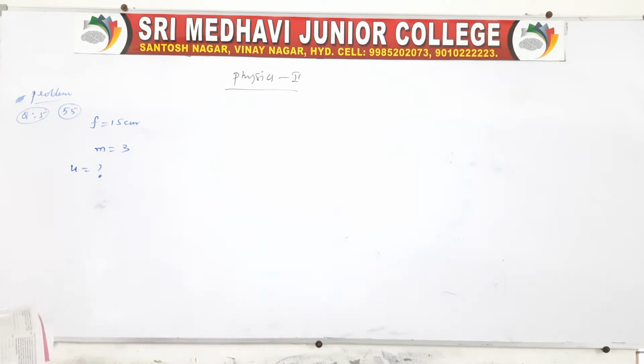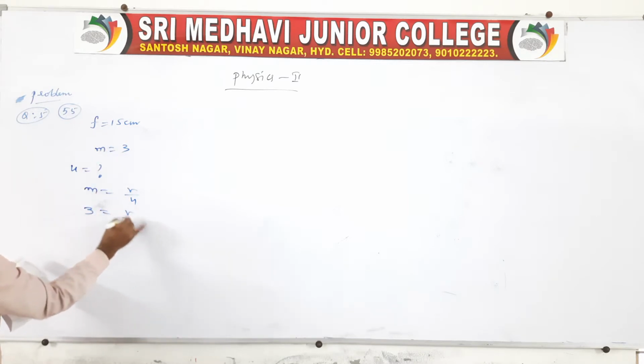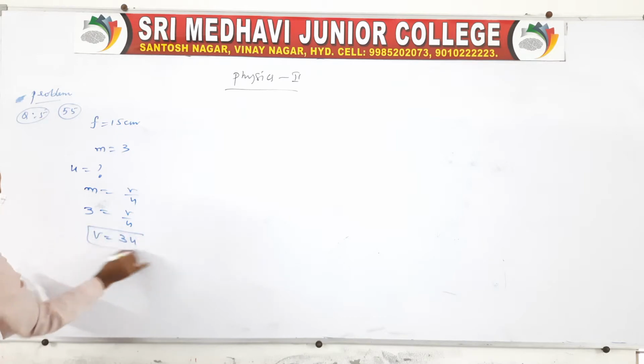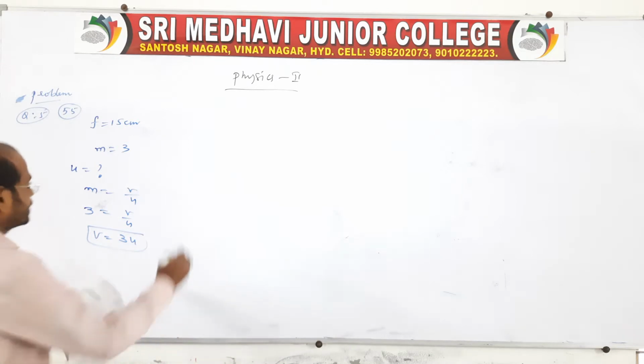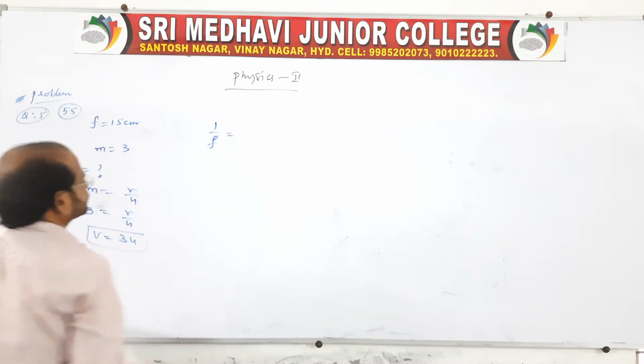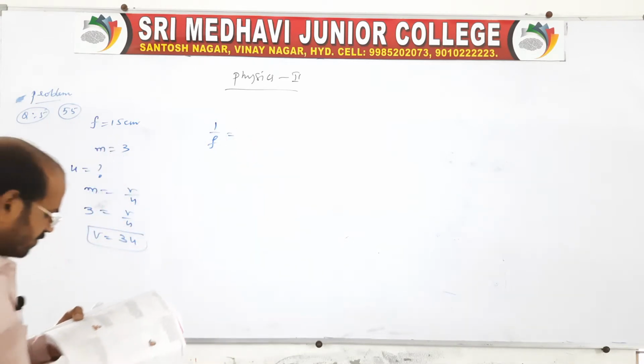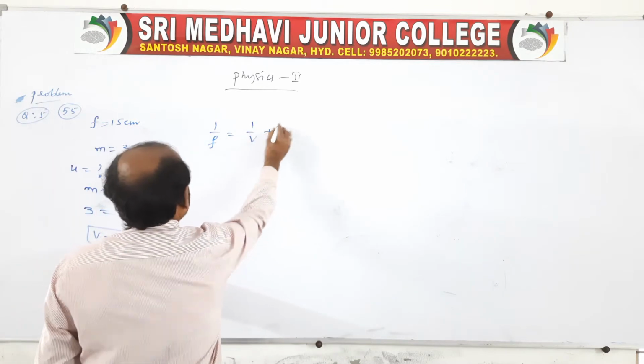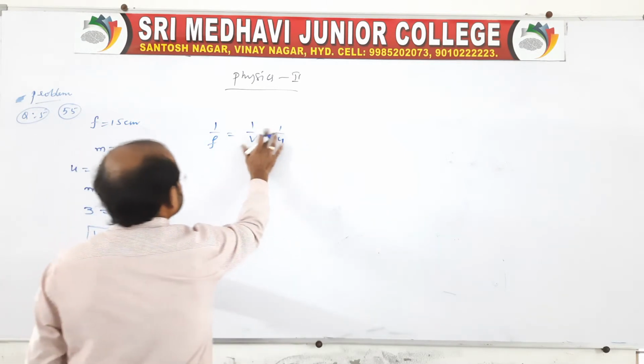Here we should use the lens formula again. Before that, we take m equal to v by u. Since 3 is given, v by u equals 3, therefore v is equal to 3u. This is the given information about the image distance. Now substitute this value in the expression 1 by f equal to 1 by v minus 1 by u.